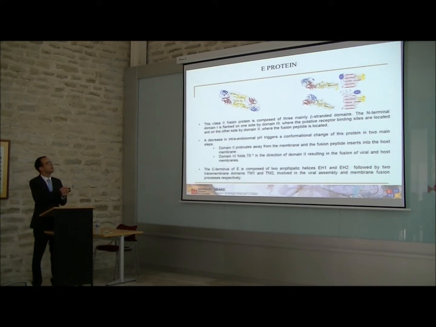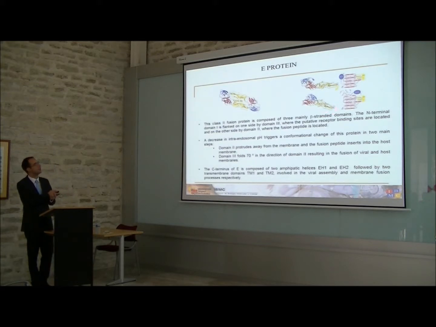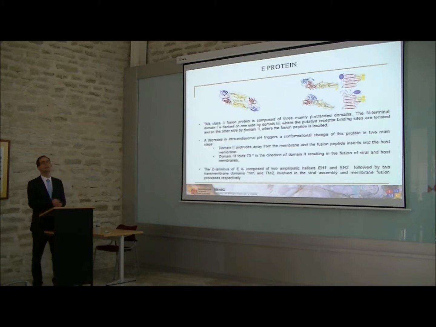The N-terminal domain 1, shown here in red, is flanked on the one side by domain 2, where the fusion peptide is located at its tip, and on the other side by domain 3, where the putative receptor binding sites are located. Now, the fusion process itself relies heavily on this protein, and it occurs in 2 steps.